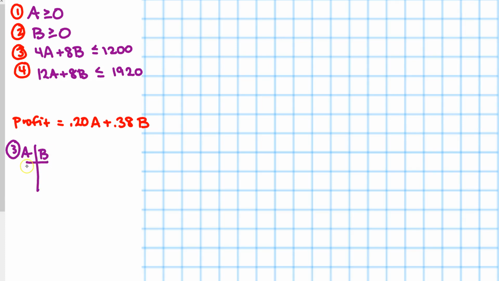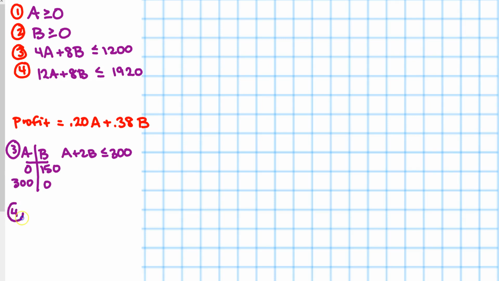So if A is 0, actually, you know what? For number 3, we can also simplify it. We can divide the inequality by 4. So we get A plus 2B is less than or equal to 300. That's easier to deal with. So if A is 0, B is 150, and if B is 0, A is 300.